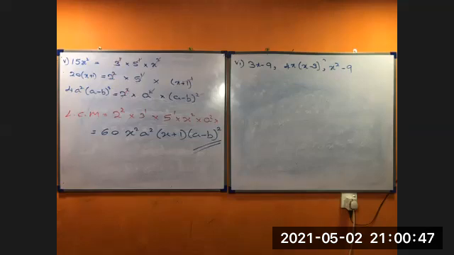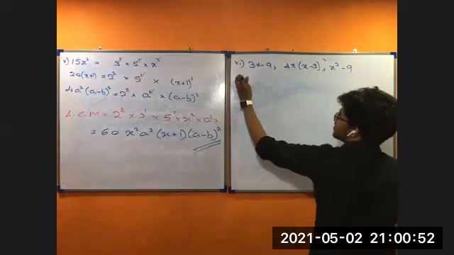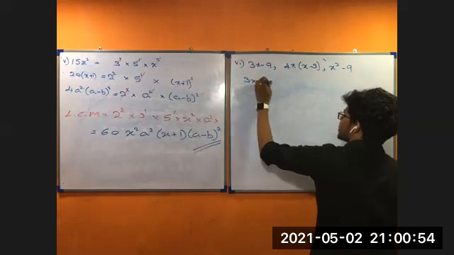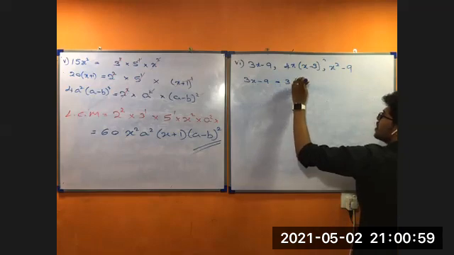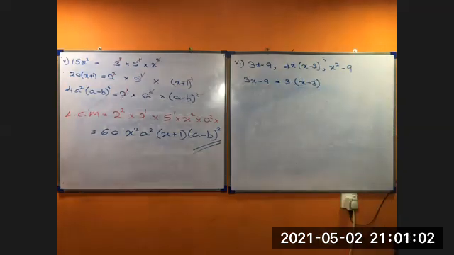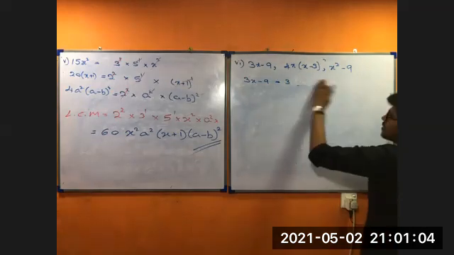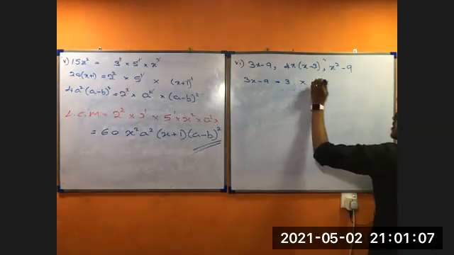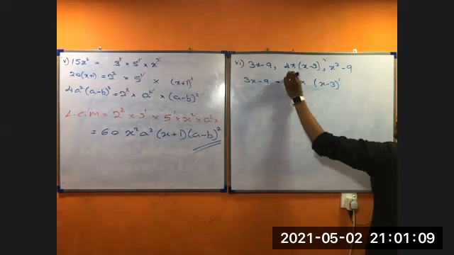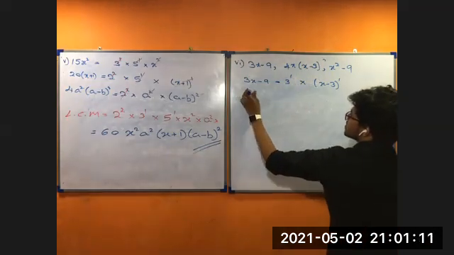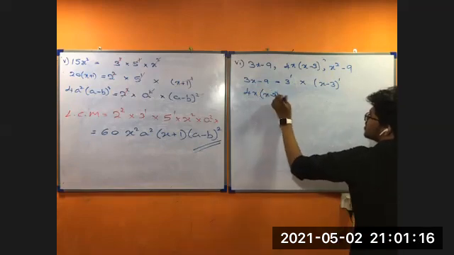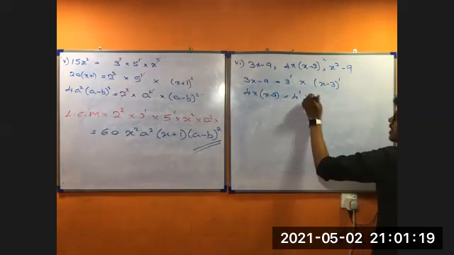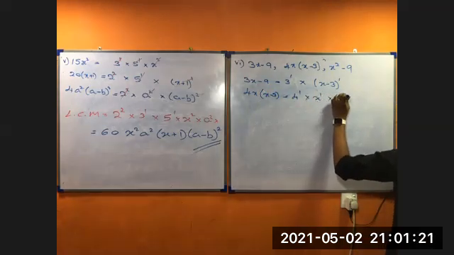Okay. So for 3x minus 9, what are the factors? Maybe you can take 3 outside, right? So it is going to be 3 times x minus 3. I will write it as a multiplication itself. So the power of x minus 3 is 1. Then 4x, x minus 3, so this means 4 to the power 1 times x to the power 1 times x minus 3 to the power 1.